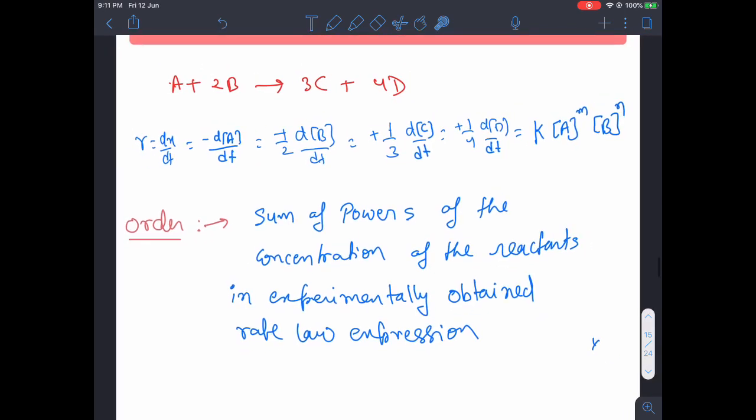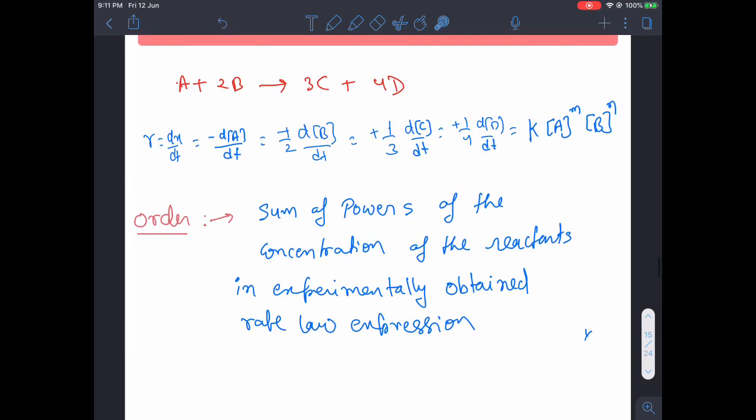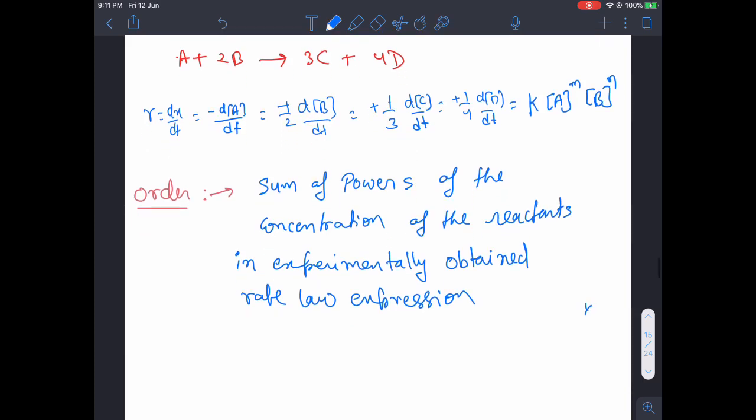Now once again let me remind you about the order. The order of reaction is nothing but the summation of these powers m and n, right? And what about these powers? Are these values equal to 1 and 2, that means the stoichiometric coefficients? The answer is no. Then how to determine this? This is completely determined experimentally, guys. Order of the reaction is experimentally determined.